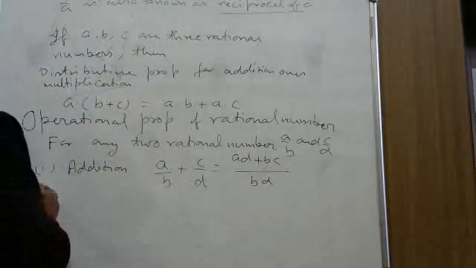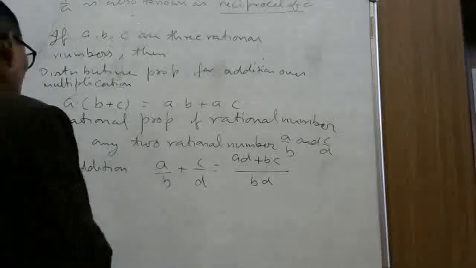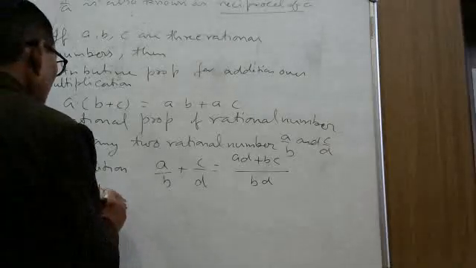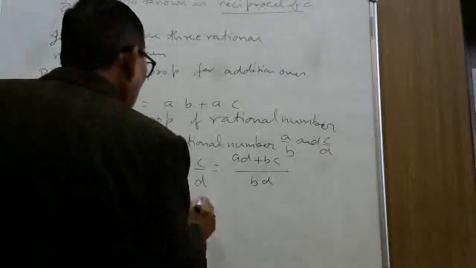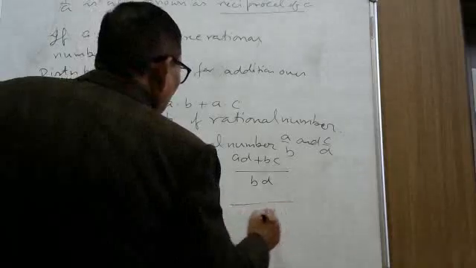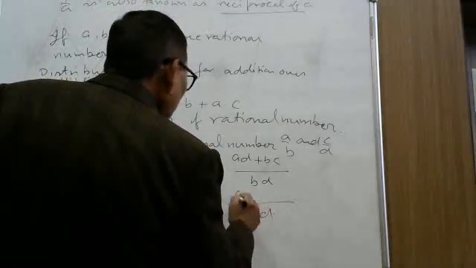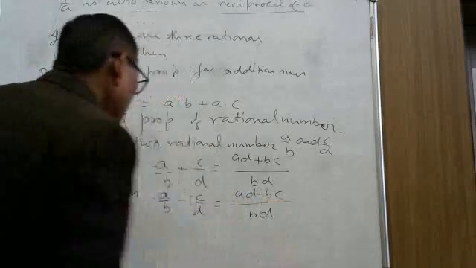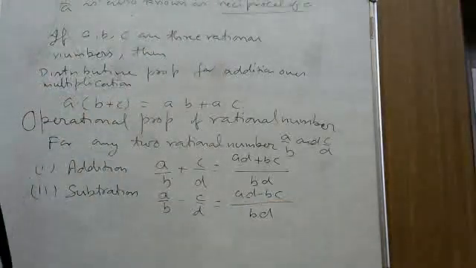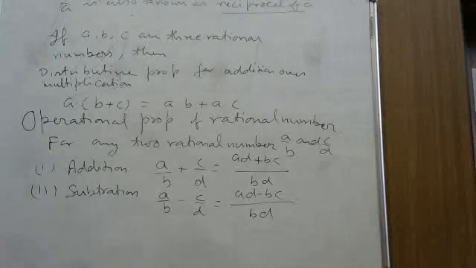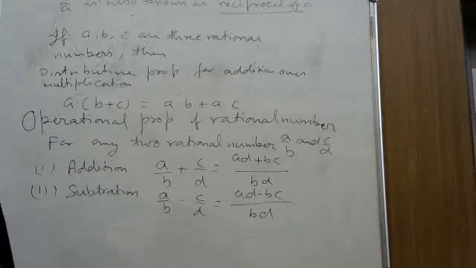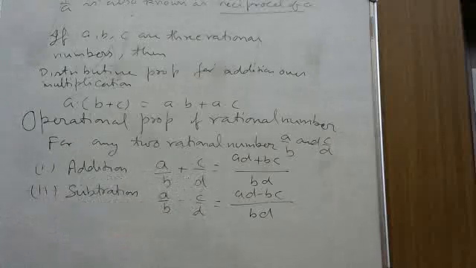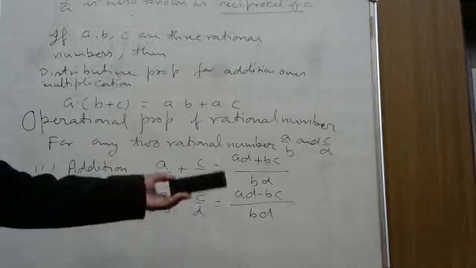Second, subtraction: A upon B minus C upon D. It is also a normal subtraction. Now, in operational properties of rational numbers, for any two rational numbers A upon B and C upon D, addition A upon B plus C upon D is normal addition of fractions, and subtraction is normal subtraction of fractions.